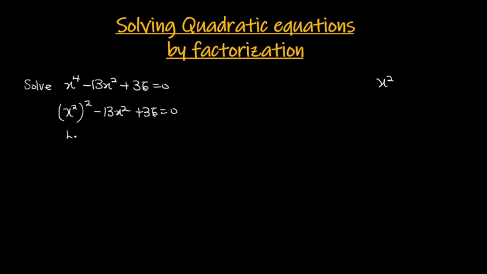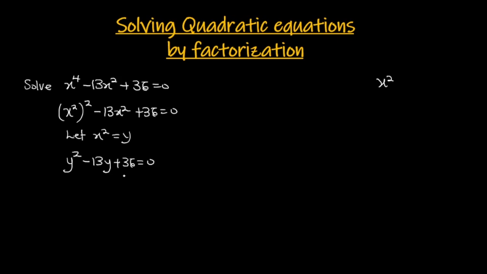Right now, from here I can say let x squared be equal to y. So it means wherever I see x squared, let me replace that by y. So over here I'm going to have y squared at the top, minus 13, then this x squared becomes y, plus 36 is equal to 0. Now this is looking like our normal easy quadratic equation that we can factorize. So we go ahead to factorize this and get an answer. So we multiply the coefficient of the y squared here, which is 1, by 36. That will still give us 36.